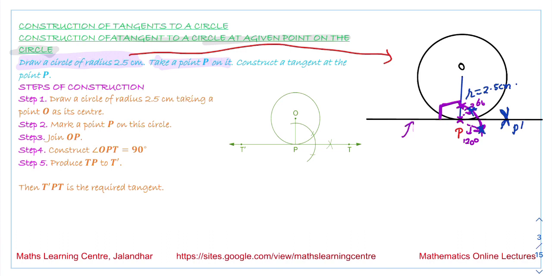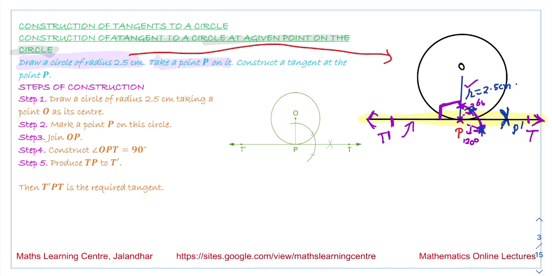So this is the required, for this point we say T, and this point we say T dash. So this line T T dash is the required tangent, not radius, it is the required tangent. It is at an angle of 90 degree to this radius.